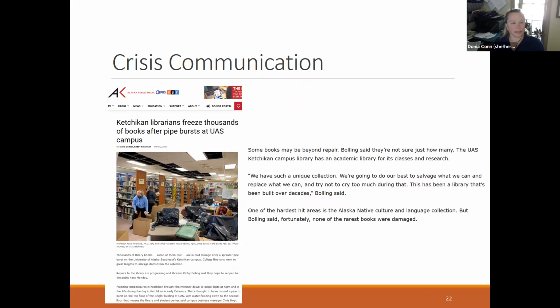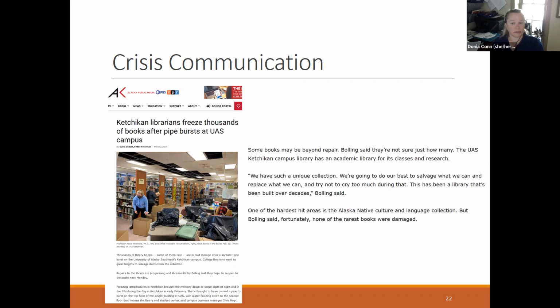And so they had a bit that went out, and we see that the Ketchikan librarians freeze thousands of books after pipe bursts. Plain and simple, title. We have information on what happened, when it happened, and what they're doing and what was affected. And so we can see here on the slide that some books may be beyond repair.